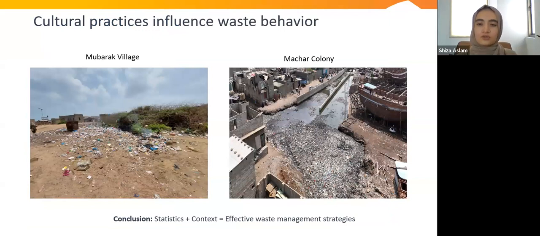For instance, here I show two coastal communities established right at the heart of this coastal area. One is called Mubarak Village, which is a bit in the outskirts and mostly known for its touristic activities. On the other hand, there is Machar Colony, a low-middle income community, which might be called a slum area, more known for fishery and boat construction. There, disposing into the waste stream, nalas or drainage system, or directly into the sea was a more common practice, as a mismanagement in the absence of waste collection from households by the municipality. In Mubarak Village, open burning was more pronounced.